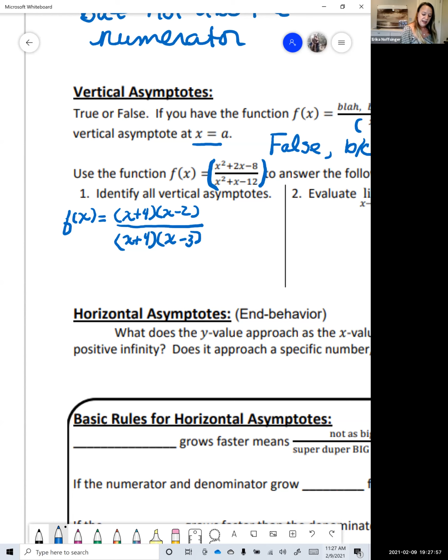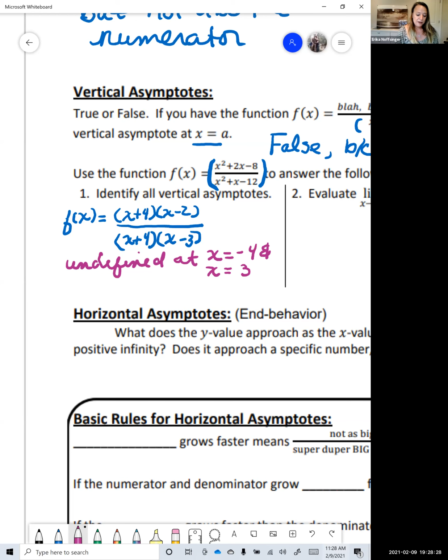Okay, so where is it undefined? Our domain is all values of x where this is defined, where we get a value back for y. This is undefined at x equals values which set the denominator equal to 0. So -4 would set that denominator equal to 0, and x equals +3.